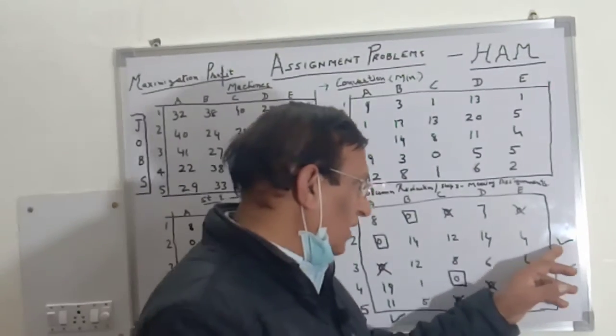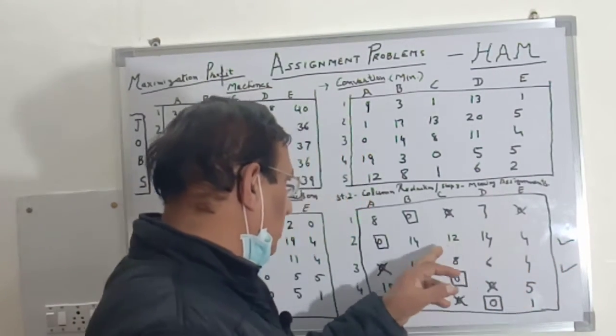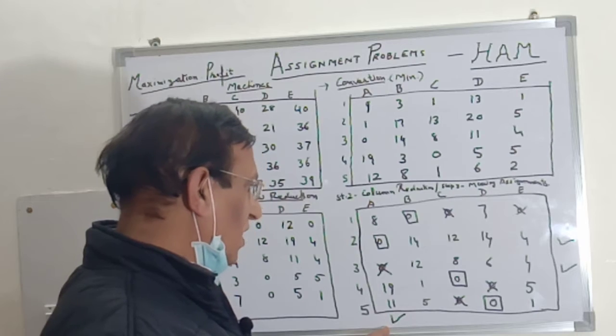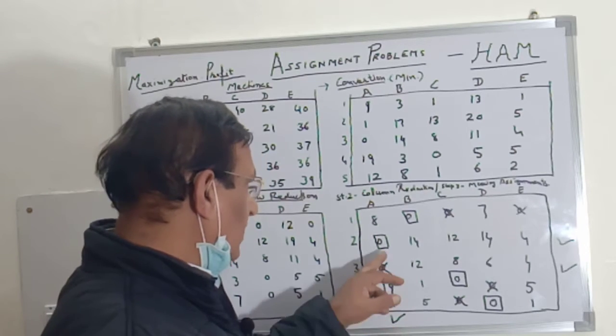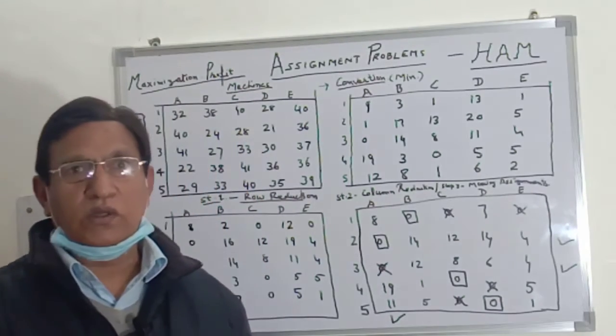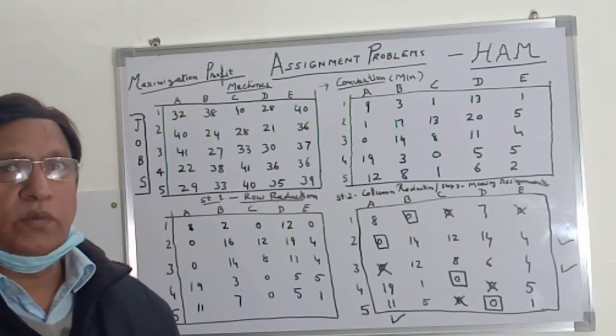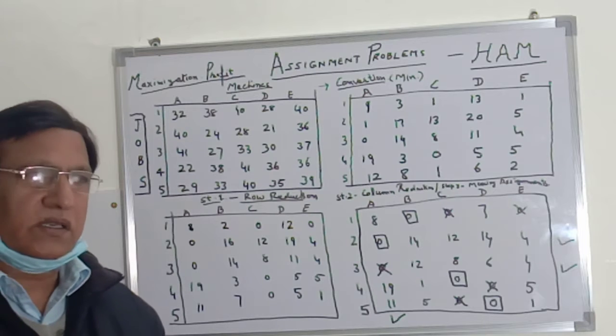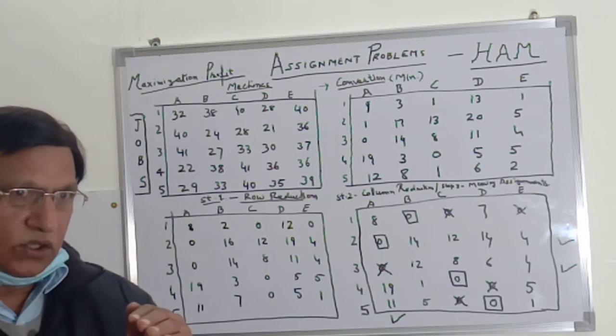Now after this, find the 0 in the marked row. This 0 is there, marking is there. Again, assignment is there, marking is there, which means further marking is not possible. You have to make sure by repeating the process. You have to remember 3 points.